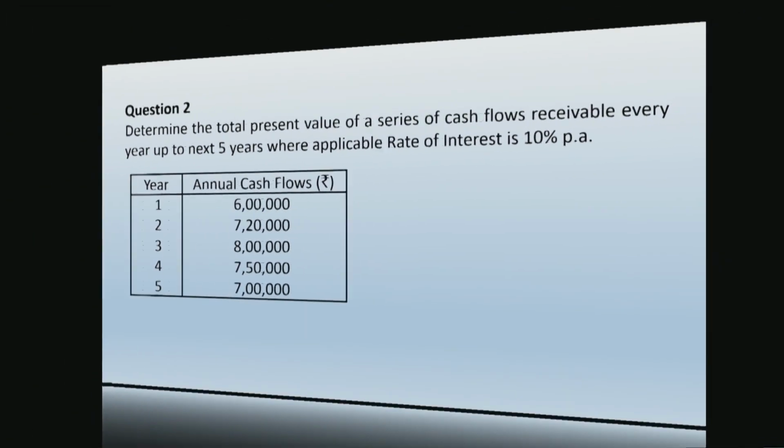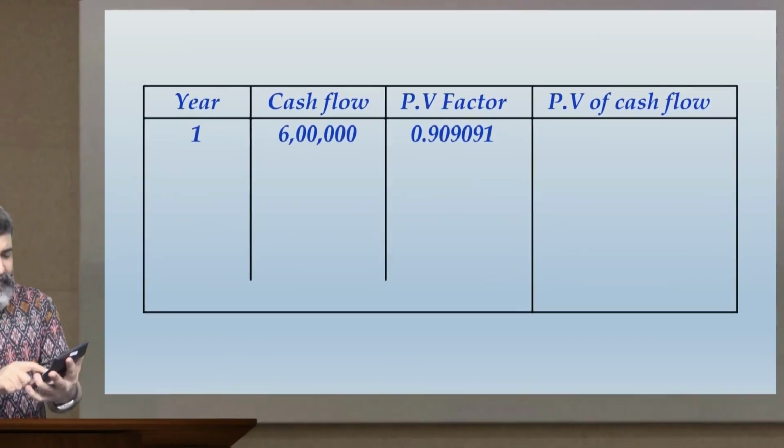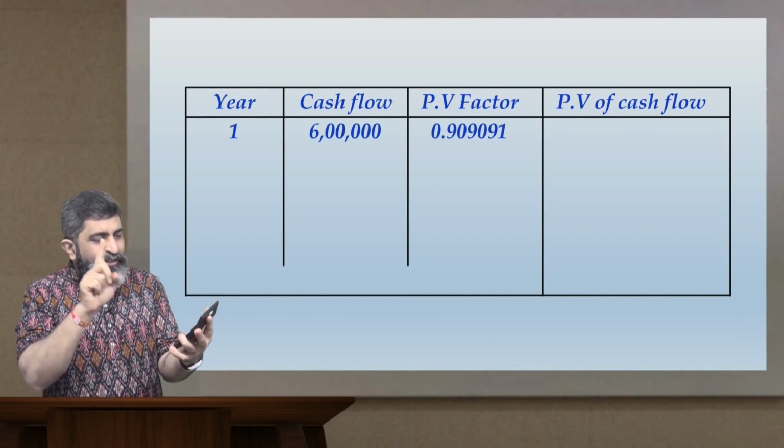In your solution, what you need to do is just write up a table, and you start making the calculations, and let me explain how to do it. In the first year, you will receive a cash flow of 6 lakhs. You should first find the PV factor for that first year, which comes to 0.909091. Now how to get that PV factor, I have explained to you earlier, right? The first year's PV factor you will obtain by taking 1 divided by 1.1 and press equal to just once.